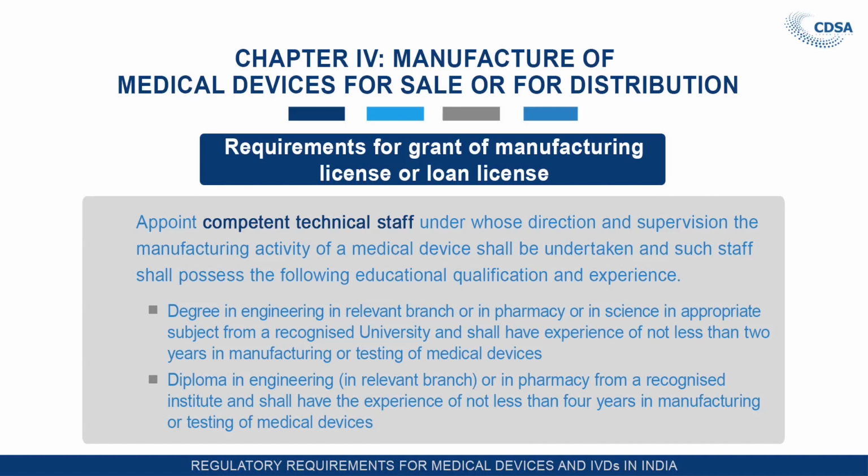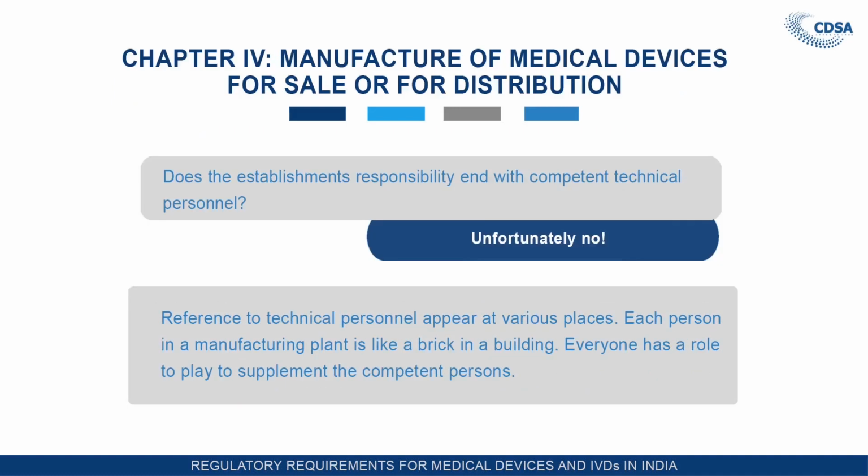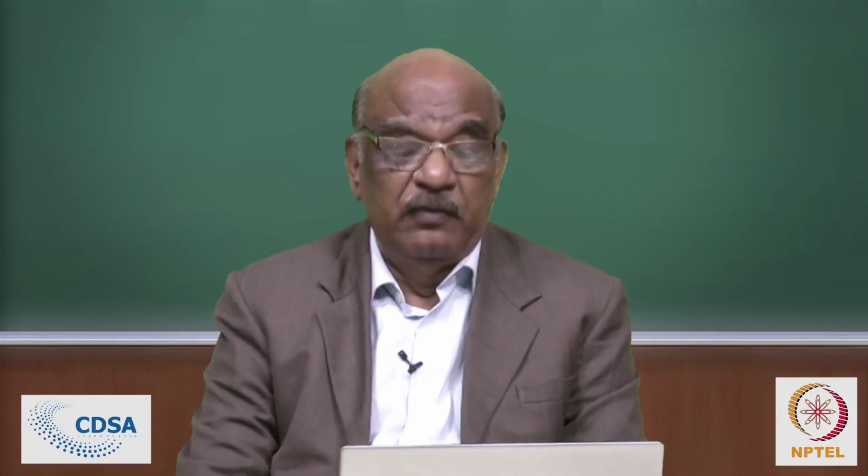It can be anything. Next slide will explain it better. Does the established responsibility end with the competent technical personnel? Unfortunately, no. Reference to technical personnel appears at various places. Each person in a manufacturing plant is like a brick in a building. Everyone has a role to play to supplement the competent person. And herein comes the importance of anybody who is working in a plant. It can be a technical person down to the shop level worker.